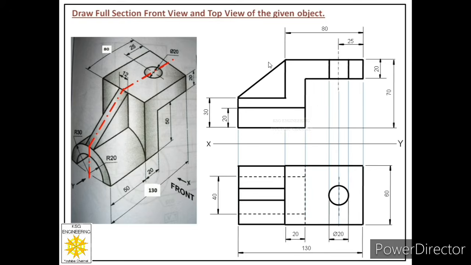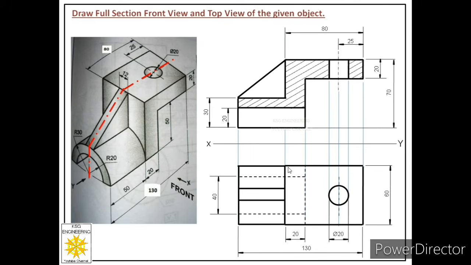We just have to place the section lines in the cut surface of the object. Now you can see these three plates are cut along this section, and we have obtained this area and this area as the cut surface. So in this area we will place section lines, and we know section lines are continuous thin lines parallel to each other, equidistant, and at 45 degrees to horizontal. So now we are ready with the full section front view of this object.